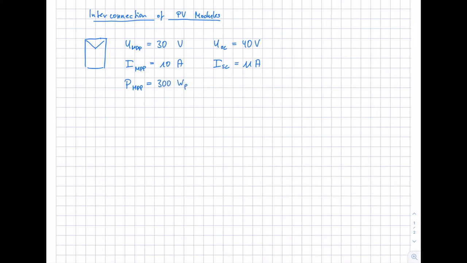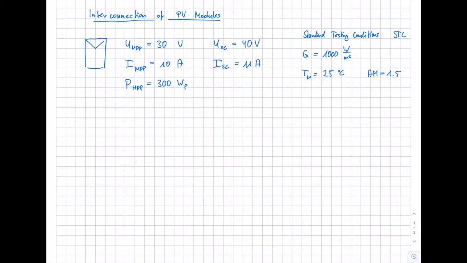Of course, these values are valid under standard testing conditions, so you remember the standard testing conditions, so the lab conditions, that is that the irradiance is 1000 watts per square meter. We have a module temperature of 25 degrees Celsius, and the air mass, so the atmosphere, 1.5. So these are the standard testing conditions, STC.